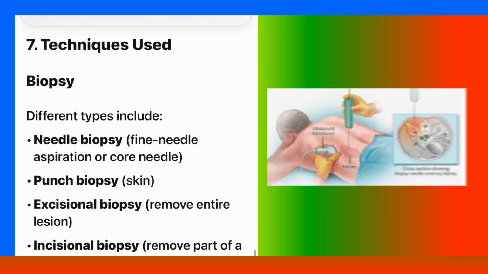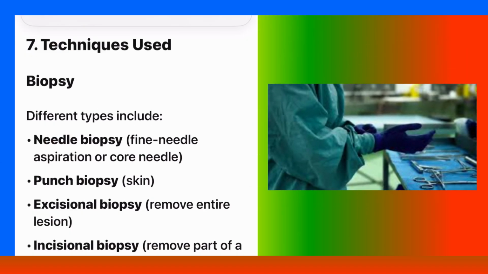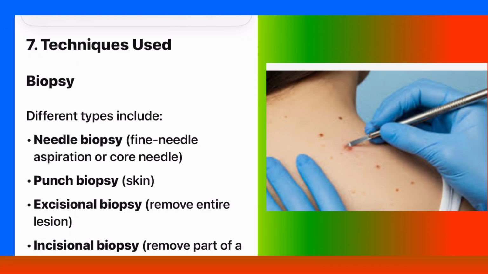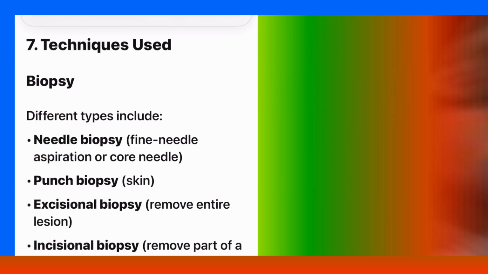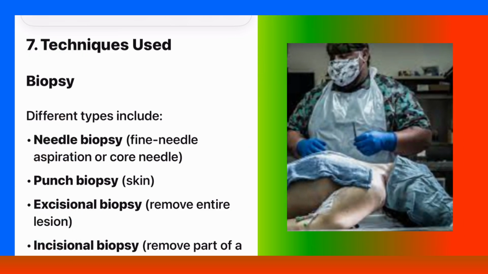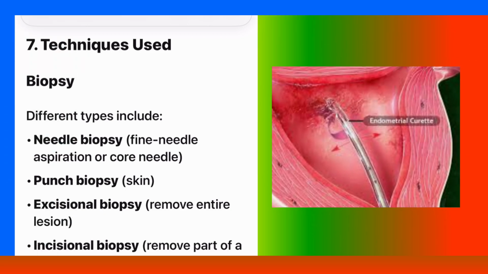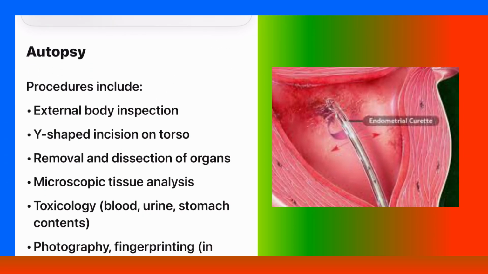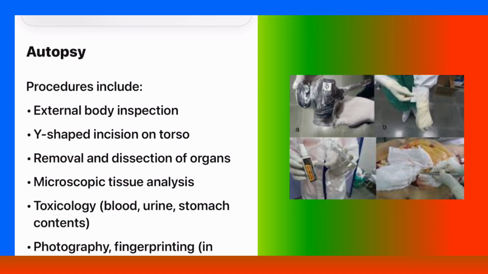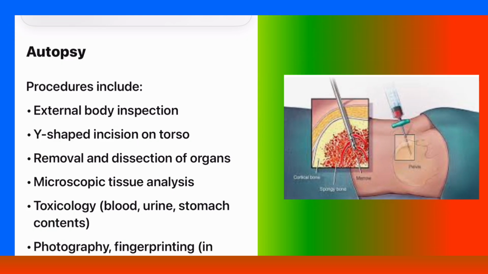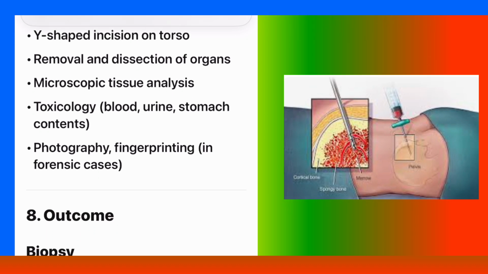7. Techniques used. Biopsy: different types include needle biopsy (fine needle aspiration or core needle), punch biopsy (skin), excisional biopsy (remove entire lesion), incisional biopsy (remove part of a lesion), endoscopic biopsy (via endoscope). Autopsy procedures include external body inspection, Y-shaped incision on torso, removal and dissection of organs, microscopic tissue analysis, toxicology (blood, urine, stomach contents), photography, fingerprinting in forensic cases.